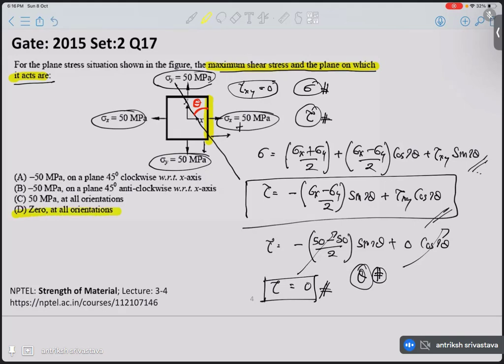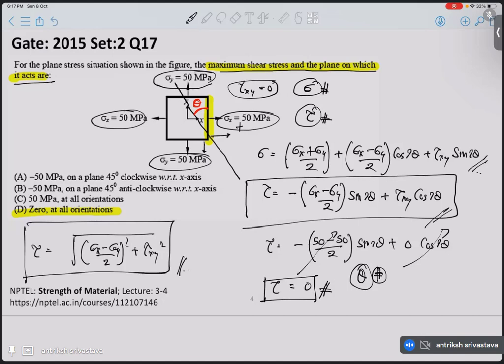Okay, you can also use one standard equation that probably you are already aware of, that is square root of sigma x minus sigma y by 2 square plus tau xy square. That gives us the maximum shear stress. If you use this also, you are going to get the same answer, that is the maximum shear stress is 0. Okay, simple enough question.